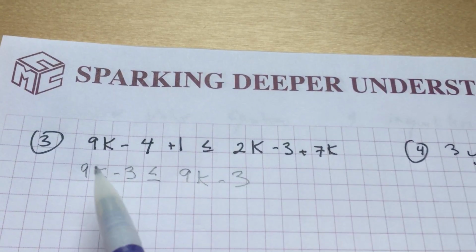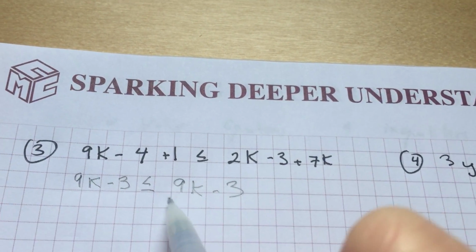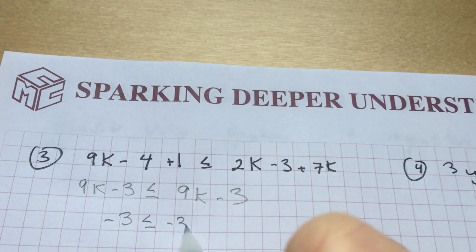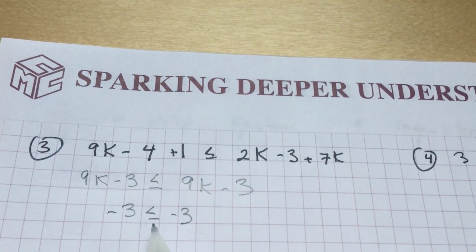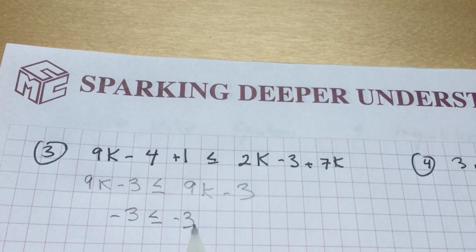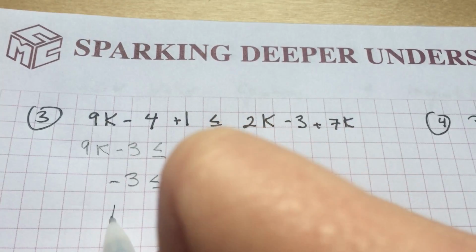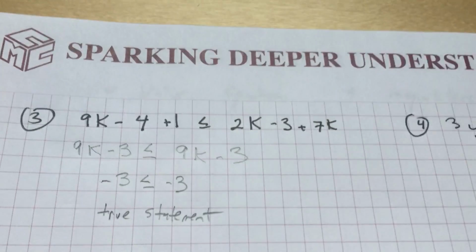Well, notice that we have exactly the same thing on both sides of the inequality. So if I subtract the 9k from both sides, I get -3 is less than or equal to -3. Now, something cannot be less than itself, but notice that there's a line underneath, which means that -3 can be equal to -3, which is a true statement.